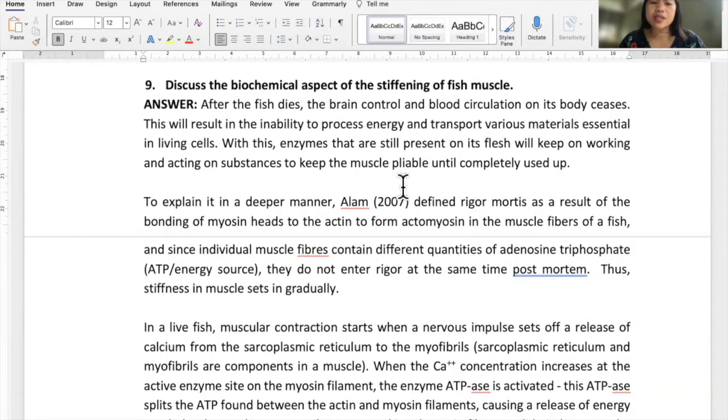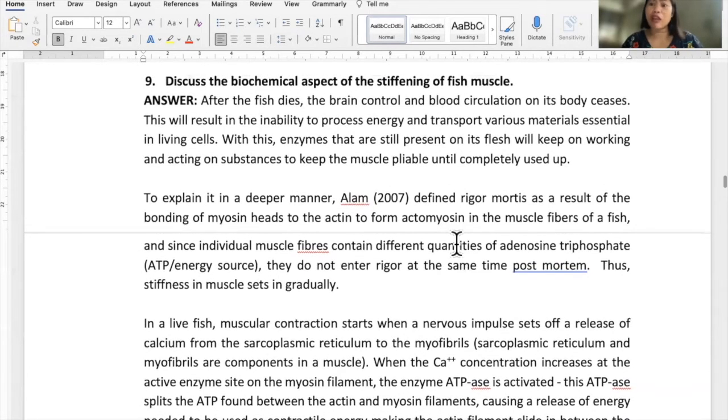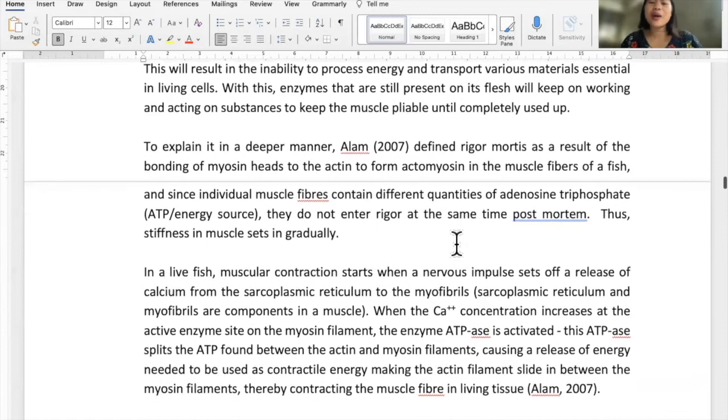The next item is number 9, discuss the biochemical aspect of the stiffening of fish muscle. It is given here that after the fish dies, the brain control and blood circulation in its body cease. This will result in the inability to process energy and transport various materials essential in living cells.